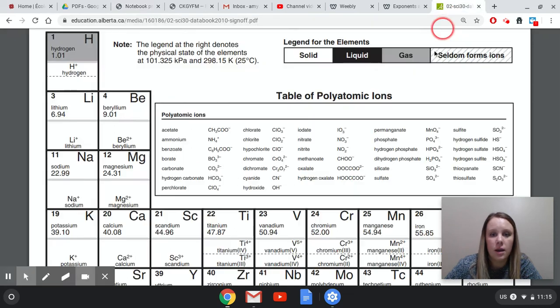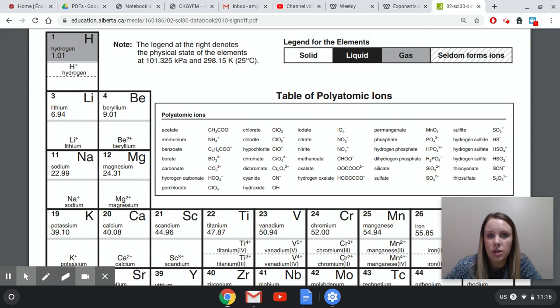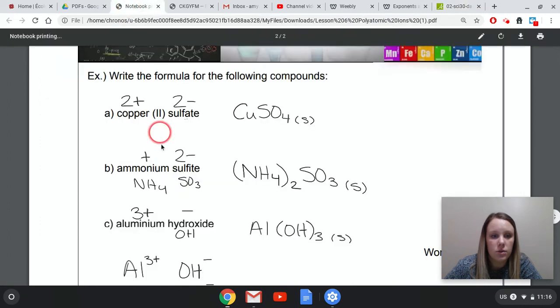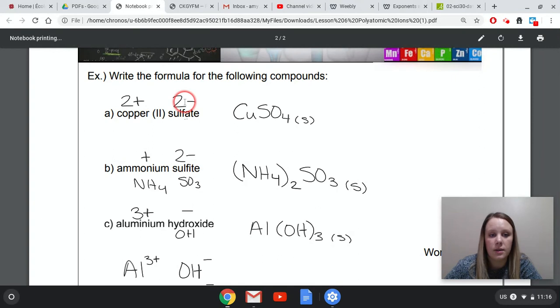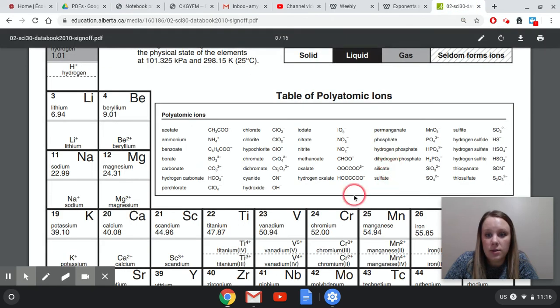Sulfate. I'm going to look for sulfate in my polyatomic ion section, and I see it right here. Sulfate is SO4, and it has a charge of -2. So you can see that above sulfate, I wrote -2, the charge. So here we have an example where the charges are balanced. So we don't need to write any subscripts, except that sulfate already has a subscript of 4. That's fine. You're going to write it exactly how it appears right here, SO4.